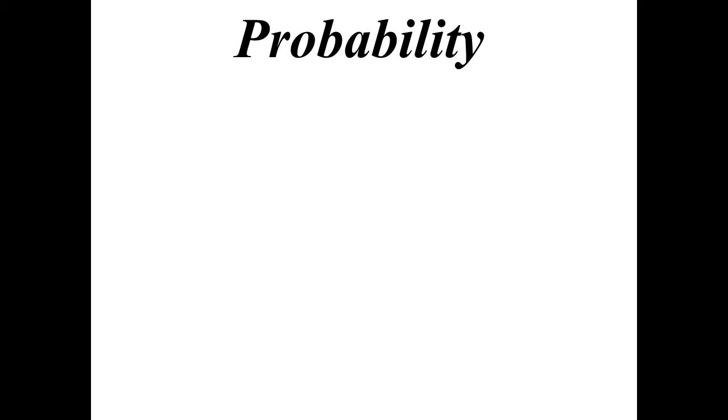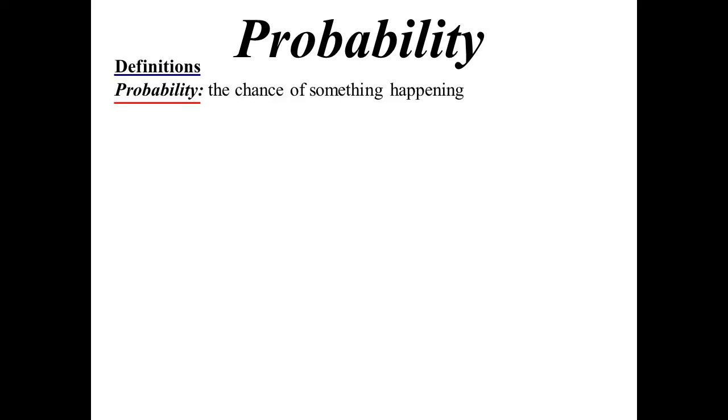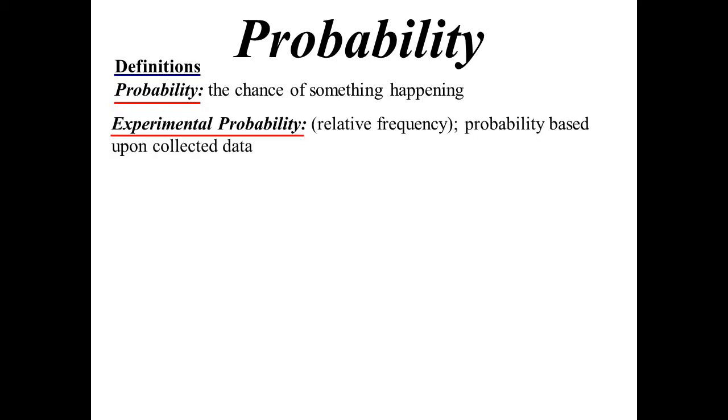So some definitions to start off with. What is probability? Well, simply the chance of something happening. We call that the probability. Now, experimental probability, also known as relative frequency, is when the probability is actually based upon some experiment, some data that we've collected, rather than the theoretical probability.